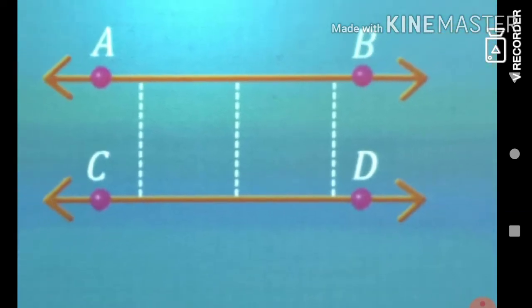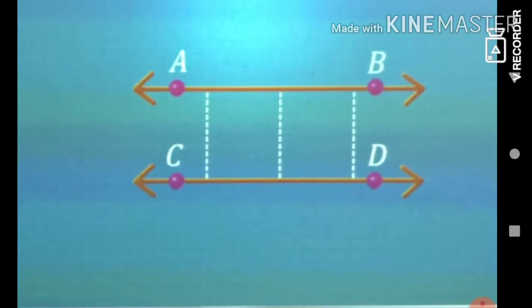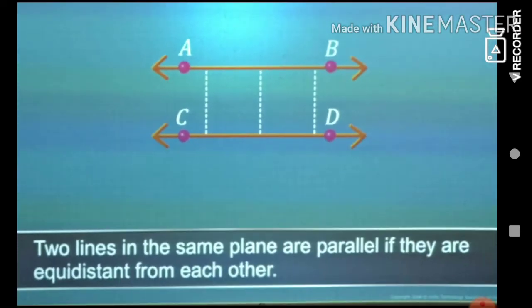So distance will remain same. Okay, so this is what? Parallel lines. Two lines in the same plane are parallel if they are equidistant from each other. So I hope it is clear to you what is parallel line.